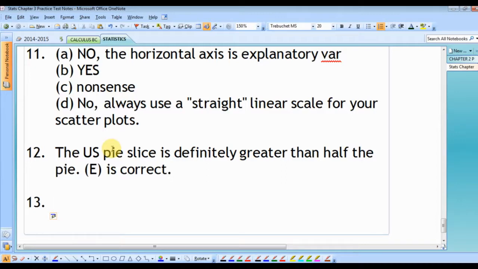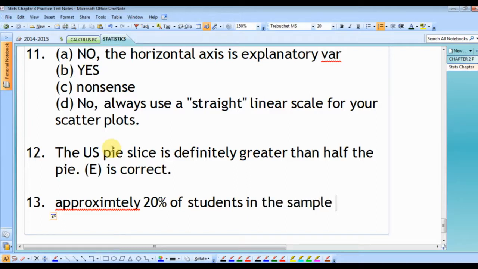Let's go to 4 and then go up to the line. 4 is about 20%, right? Okay, so approximately 20% of students in the sample drank less than, we said 4, right?